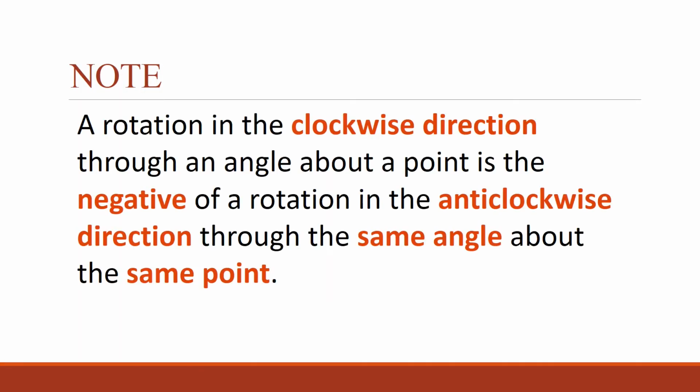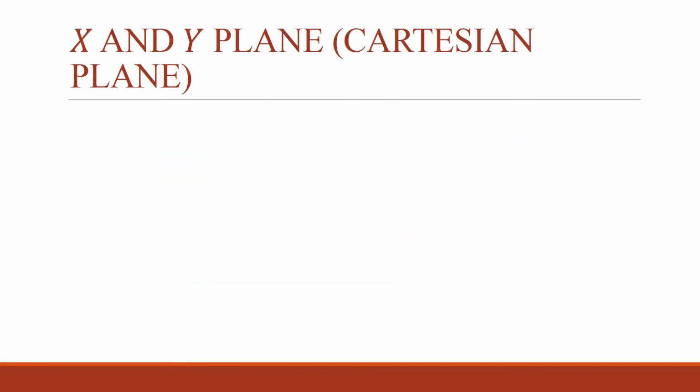Now, let's take note. Rotation in the clockwise direction through an angle about a point is the negative of a rotation in the anticlockwise direction through the same angle about the same point. What that implies is that if I rotate an object in the clockwise direction, its opposite is what we are calling the anticlockwise direction. So when I move in the opposite direction or in a negative direction, then it means I am moving in the anticlockwise direction.